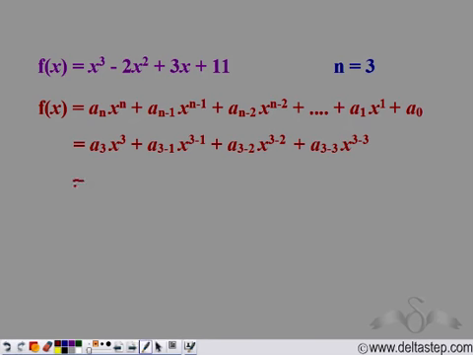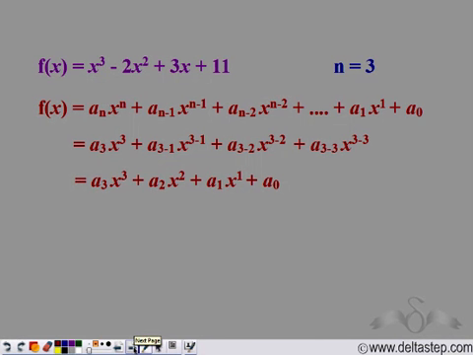Now let us simplify it. This is a3 x cube. 3 minus 1 is 2. So this is a2 x square. This is a1 x to the power 1. X to the power 1 can be written as x. This is a0, since 3 minus 3 is 0. X to the power 0 is 1 because anything to the power 0 is 1. So this is what we have. a3, a2, a1 and a0 are the constants and these are the different powers of the variable.